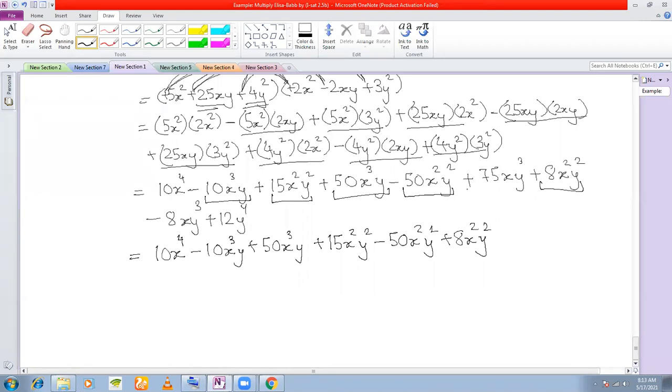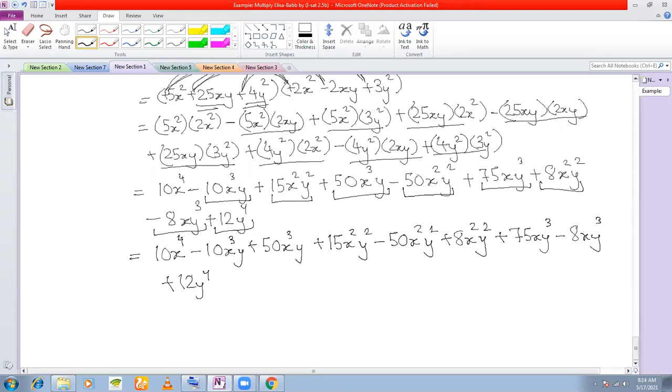Okay, sir. Next you have xy cube. So you have xy cube here, and you have xy cube here. So plus 75 xy cube minus 8 xy cube. And finally, you have this 12y to the power of 4.